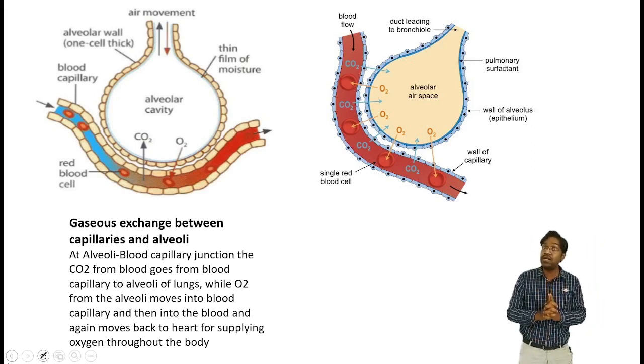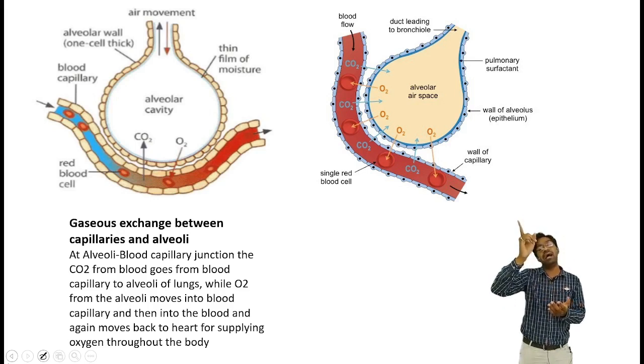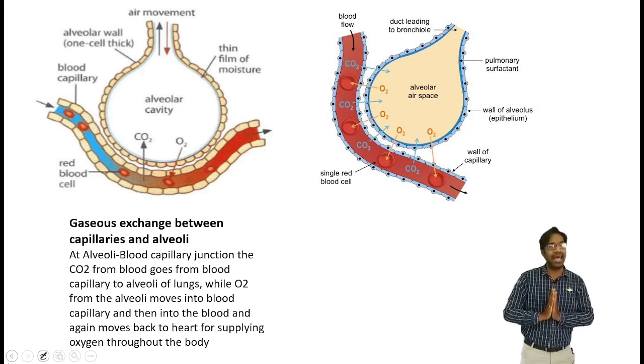while the carbon dioxide concentration in the blood is very high. Therefore, the carbon dioxide will be removed from the blood capillaries towards the alveolus, and again this alveolus eliminates the carbon dioxide outside the body. This is how the gaseous exchange takes place at the alveoli blood capillary junction. You can see the diagram in detail.